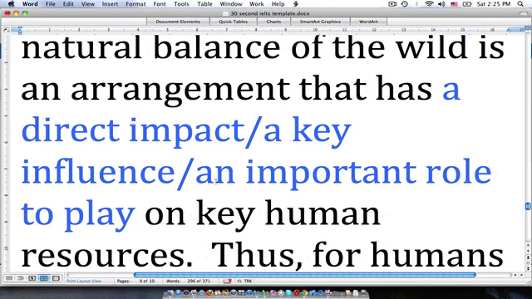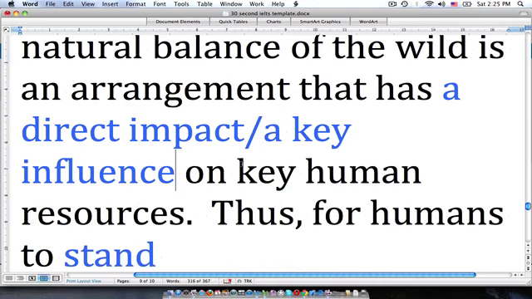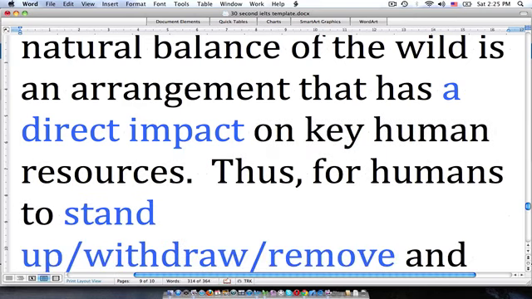Okay, an important role to play does not couple well with on. It sounds sort of awkward. You could probably say an important role to play regarding key human resources. That would be maybe a bit more fitting. A key influence, that doesn't work because we have the word key here already, so we don't want to be repeating certain pieces of vocab. So the best answer would be a direct impact.